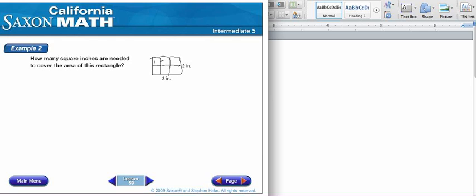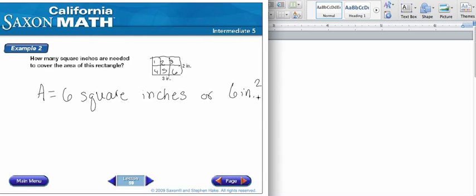So now I can actually count them. I have 1, 2, 3, 4, 5, 6. Okay, so my area would equal 6 square inches, or 6 inches squared. Make sure this 2 is up here in the air. It is not down here on the floor or next to the inches, because that can mean something different.